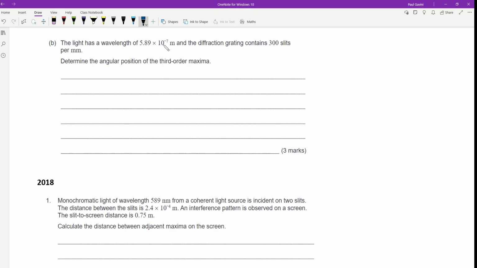Alright, so the light has a wavelength 5.89 times 10 to the power minus 7. The diffraction grating contains 300 slits per millimeter. So remember, times that by 1000, and then that will give you your slits per meter. So that will be 3 times 10 to the power of 5. So the distance is going to be the inverse of that.